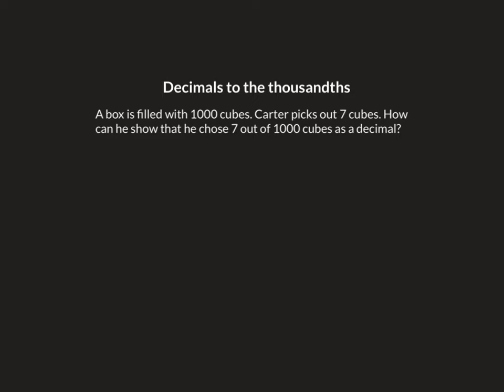Okay, so we could write this as a fraction that he chose 7 out of 1,000. So let's write that. He chose 7 out of 1,000. Okay, that's how we can write that as a fraction. We can also write this using place value. And a decimal place value chart can help us. Let's use this one.